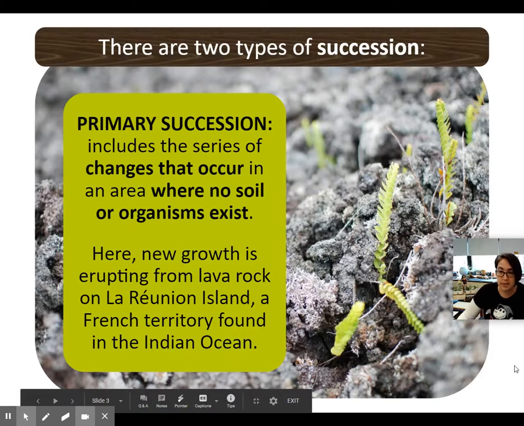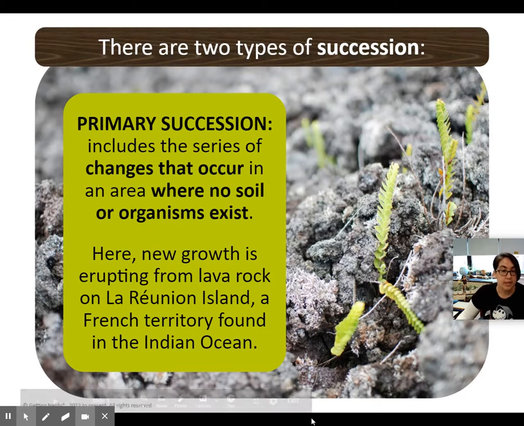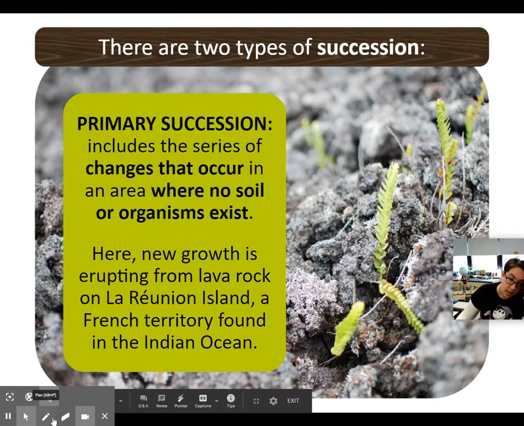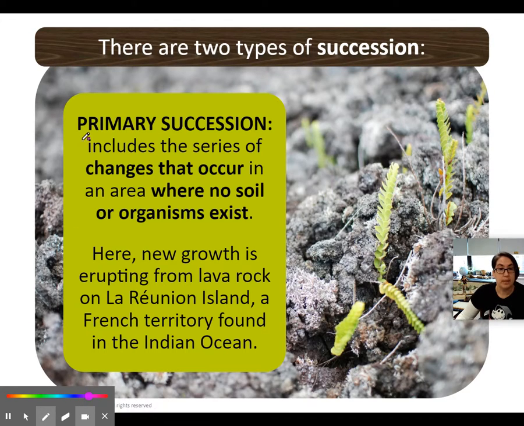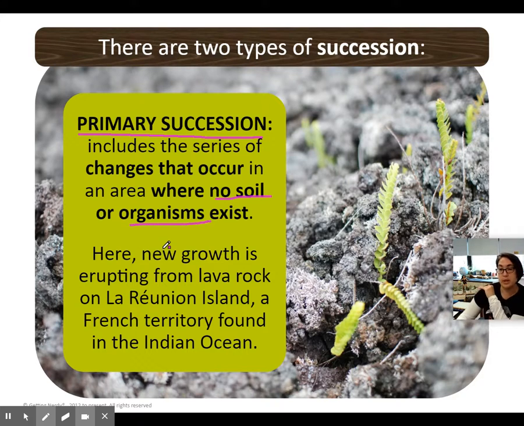So there are two types of succession that we're going to look at. The first is primary succession. And primary succession includes a series of changes that occur where there is no soil or organisms. So we're starting from nothing, all right? In this picture, we have new growth erupting from lava rock on La Réunion Island, which is a French territory found in the Indian Ocean. So literally, we're starting from bare rock.